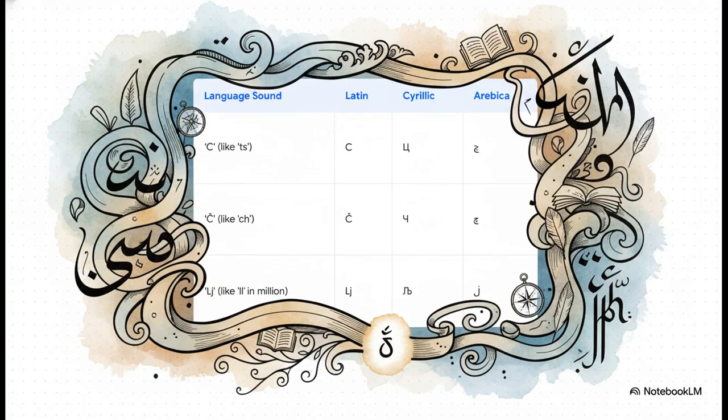You see, they couldn't just copy and paste the letters. Slavic languages have all these sounds that just don't exist in Arabic or Persian. So what did they do? They got creative. They basically hacked the existing letters, modifying them to create new ones, like for the ts sound or that soft l sound. It was a brilliant bit of linguistic engineering.